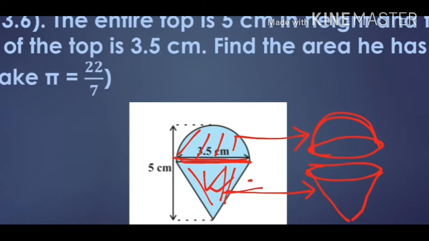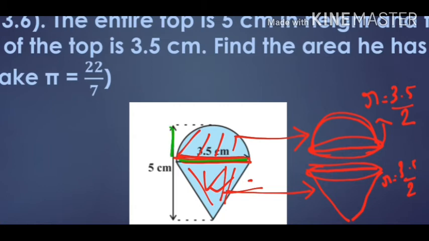Okay, this part is a right circular cone and this part will be a hemisphere. Now the diameter of the hemisphere is given. This one is 3.5. So you can say radius will be 3.5 by 2. For this hemisphere, the radius is 3.5 by 2. Again, for this cone, radius will be 3.5 by 2 because this portion is common, right?